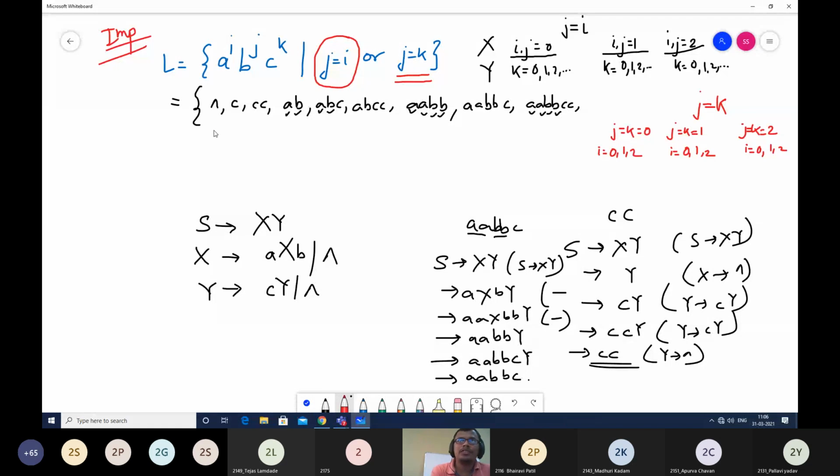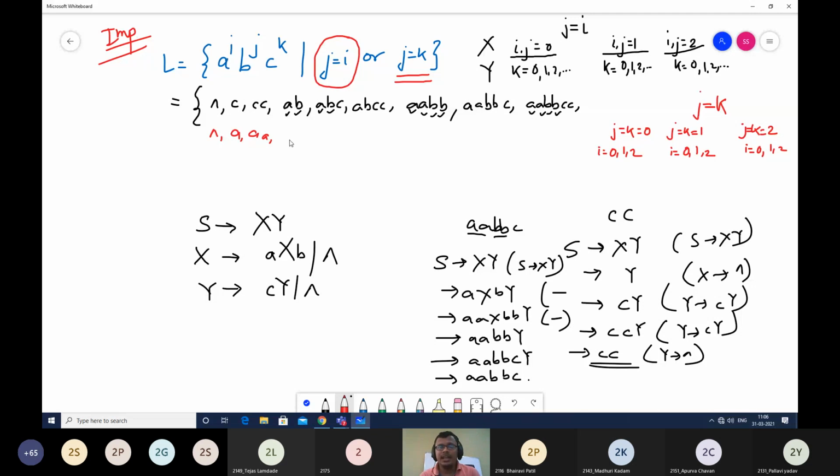And no A, so the string will be null. Then only A, 2 times A. If J is equal to K and both are 0, it means I don't have B's and C's. In that case, I can be 0, 1, 2. What is I? The number of A's. So it can be null, A, 2 times A.